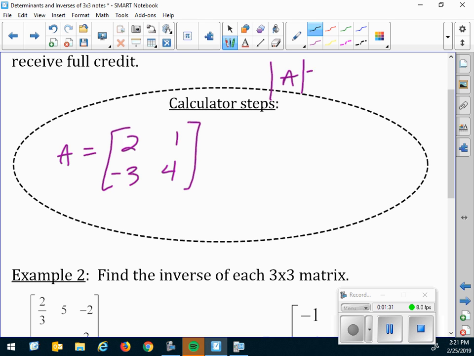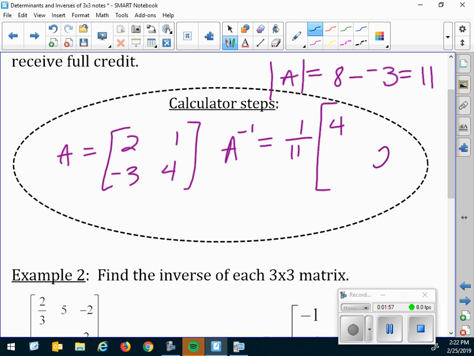The determinant, Jackson says it's 8 minus negative 3, which is 11. So A inverse is 1 over the determinant times, okay, you ready? Now, what do we do to this matrix, the funky thing? What do we do to these two? Switch them. Good. And the other one's the signs change. Good. And then what do we do? Then it's just scalar multiplication.